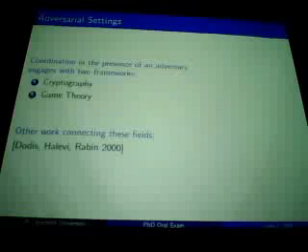So we're going to find that coordinated behavior can serve as a bridge between the fields of cryptography and game theory.